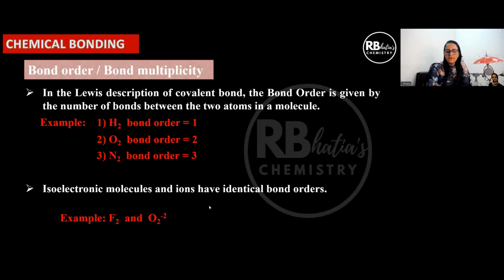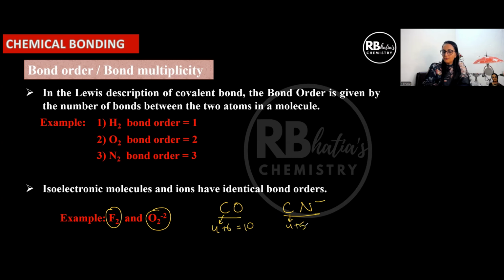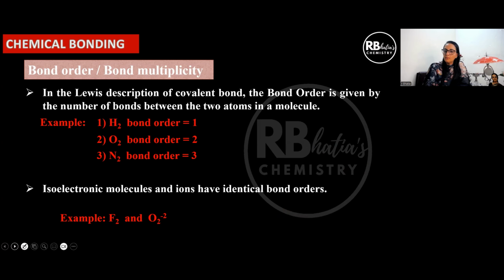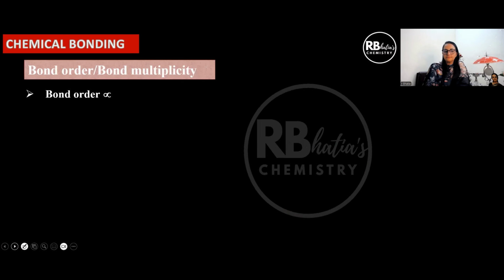And just remember, isoelectronic molecules will be having identical bond orders. That means if the same number of electrons are there in the molecules, the bond order is expected to be the same. For example, if I'm talking about carbon monoxide and cyanide, this is 4 plus 6, 10, and this is 4 plus 5 plus 1, 10, which means both carbon monoxide and cyanide ion are going to have bond order equal to 3. So isoelectronic molecules and ions have identical bond orders. This is going to be very important for you to decide the concept.